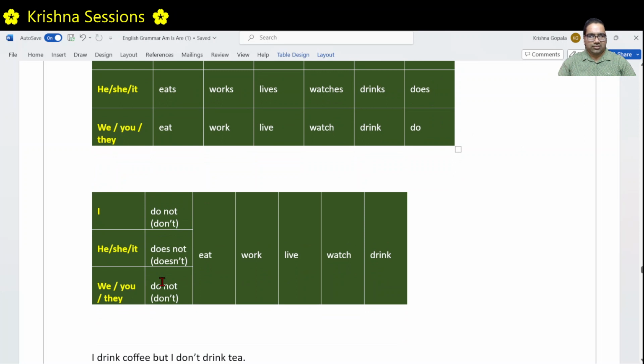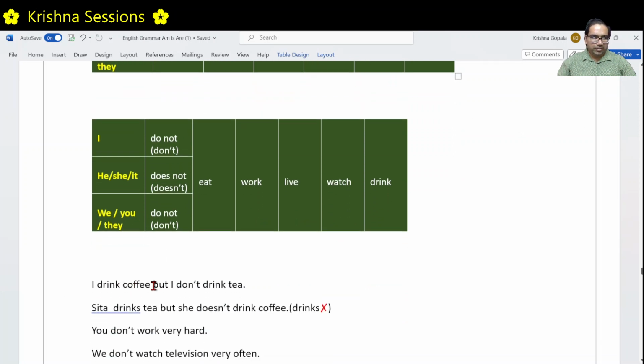Okay, let us look at some examples. I drink coffee, but I do not drink coffee. Sita drinks tea. This is fine. S is there: drinks tea. But she does not drink coffee. Does not, not "drinks". Does not drink coffee. You don't work very hard. You don't, that means you do not. Don't means do not. You do not work very hard. It is not "you do not works very hard".